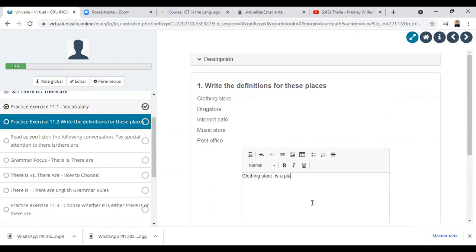it's a place where you can get some clothes, some items of clothing such as t-shirts, pants, shoes, dresses, sandals, etc.